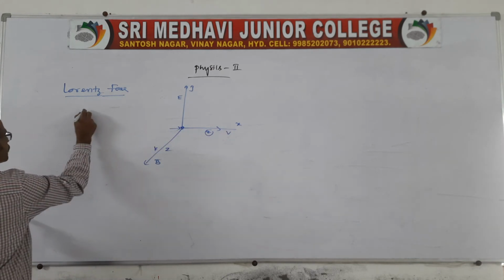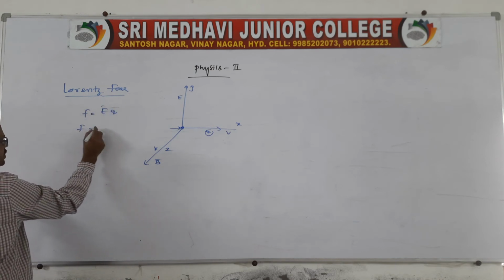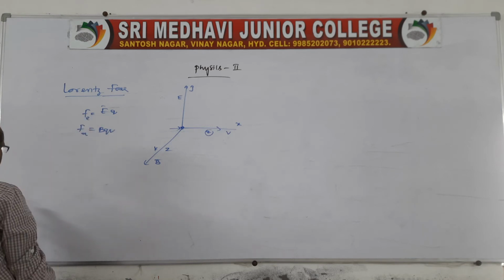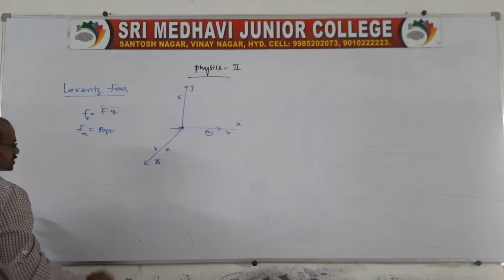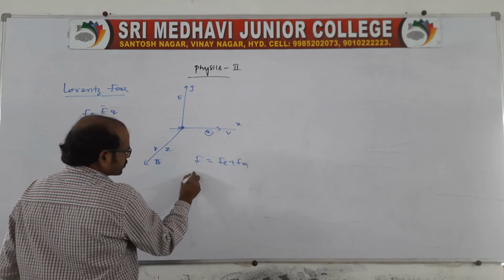Therefore, according to that, we know F is equal to EQ, and we also know F is equal to BQV. One is the magnetic force and the other is the electric force. Now, according to the Lorentz force, the total force F is equal to FE plus FM, right? So, what will be the FE?